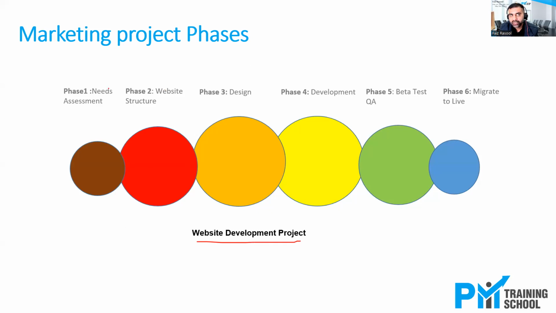A life cycle is nothing but the combination of multiple stages, or we call them phases. For example, if you look at this life cycle of website development, there are a total of 6 phases. Starting from need assessment, developing website structure, designing different components, and then development of those components, testing or quality assurance, and then migrate to live.